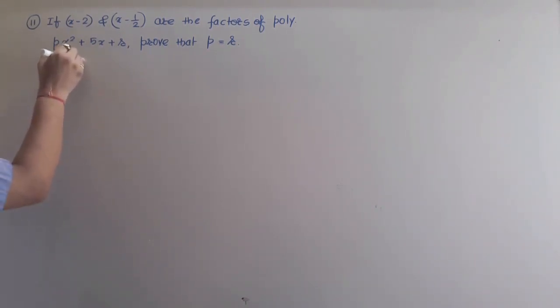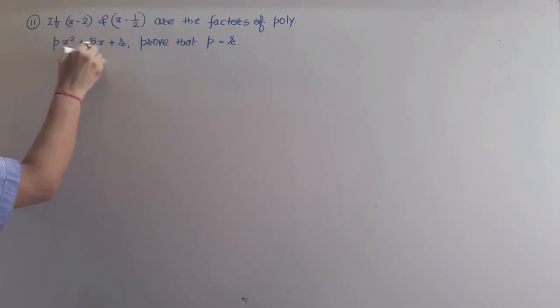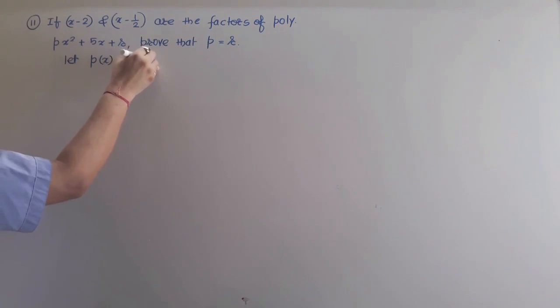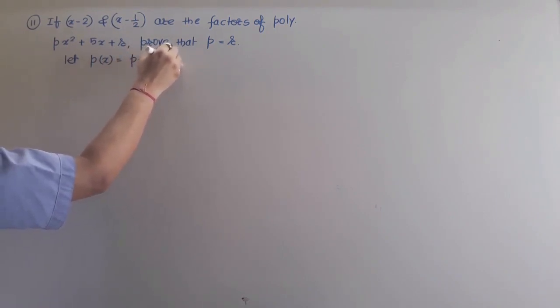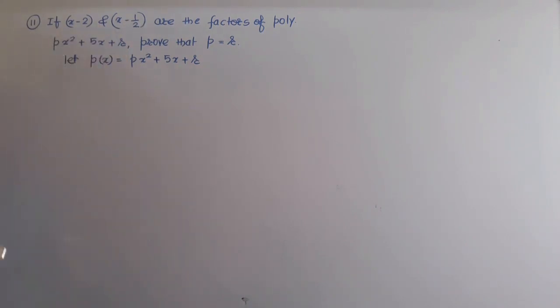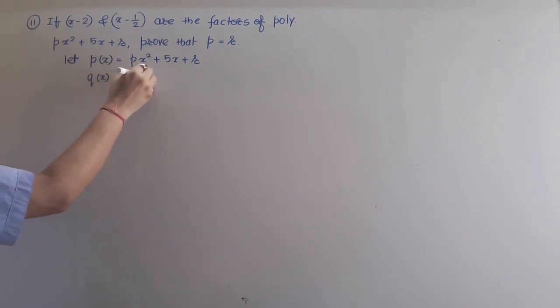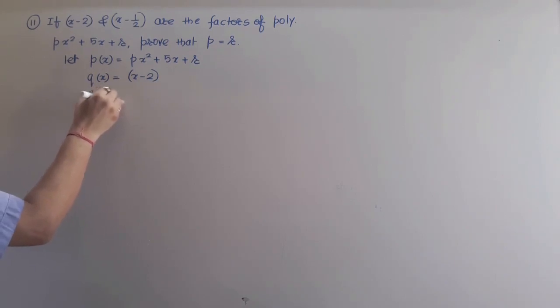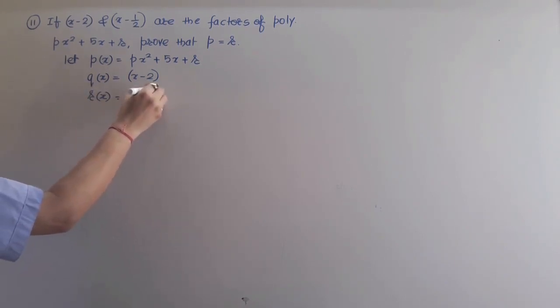So let the given polynomial I suppose be p(x). That will be px square plus 5x plus r, and these two divisors I am supposing as q(x) and r(x). So q(x) will be equal to x minus 2 and r(x) will be equal to x minus 1 upon 2.